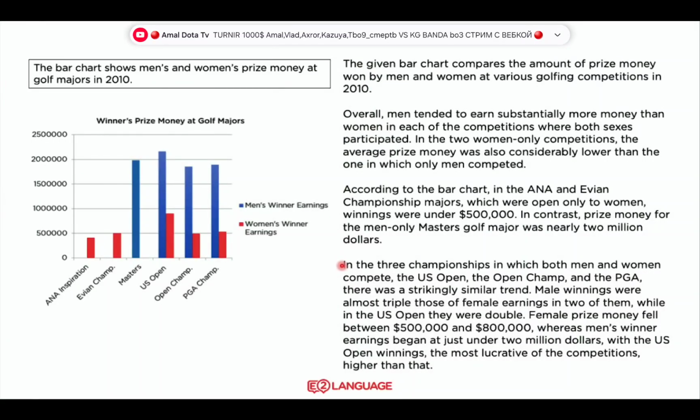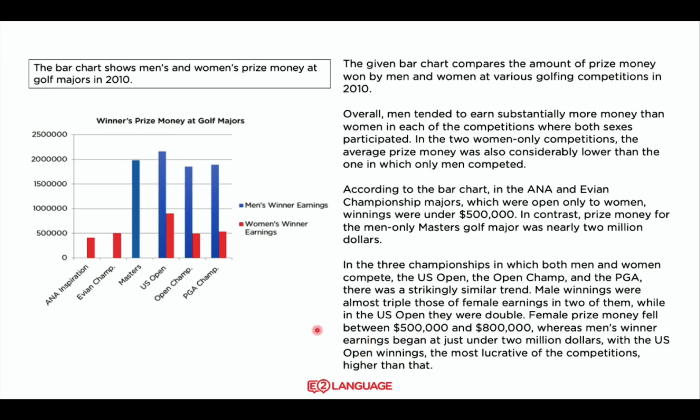In the three championships in which both men and women compete, the US Open, the Open Champ, and the PGA, there was a strikingly similar trend. So I'm comparing here. Male winnings were almost triple those of female earnings in two of them, while in the US Open, they were double. Okay, so about triple here, and about double here.